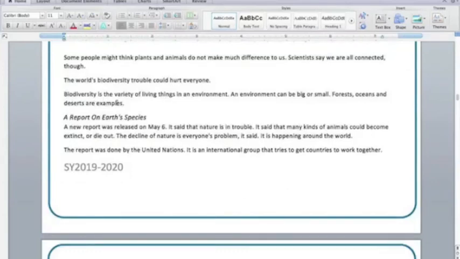Biodiversity is the variety of living things in an environment. An environment can be big or small. Forests, oceans, and deserts are examples. What do we want to underline in this sentence? Sorry, not one sentence, 3 sentences that I've just read. What is the most important detail here? That's right. Biodiversity is the variety of living things in an environment. Are there any questions that we might want to write down before Mr. A continues? If we do, we're going to write them down here in the margin, or here in the margin.